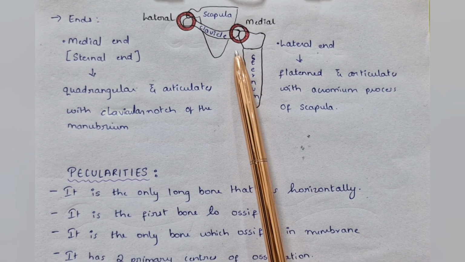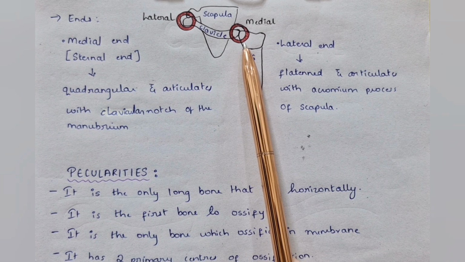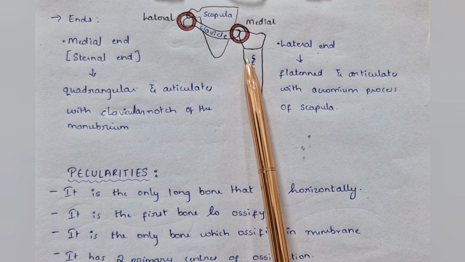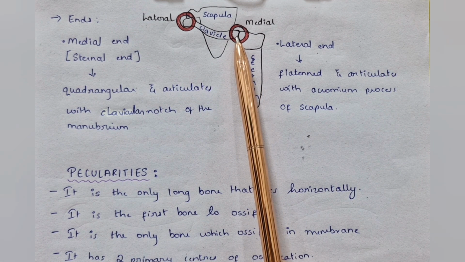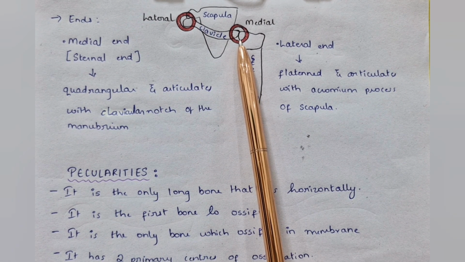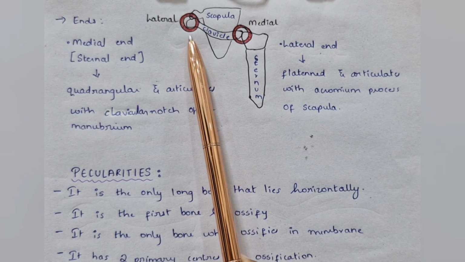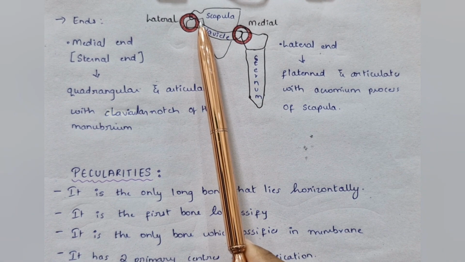Let's see the ends of the clavicle. The medial end of the clavicle is also called the sternal end. It is quadrangular in shape and it articulates with the clavicular notch of the manubrium. The lateral end of the clavicle is flattened and it articulates with the acromion process of the scapula.